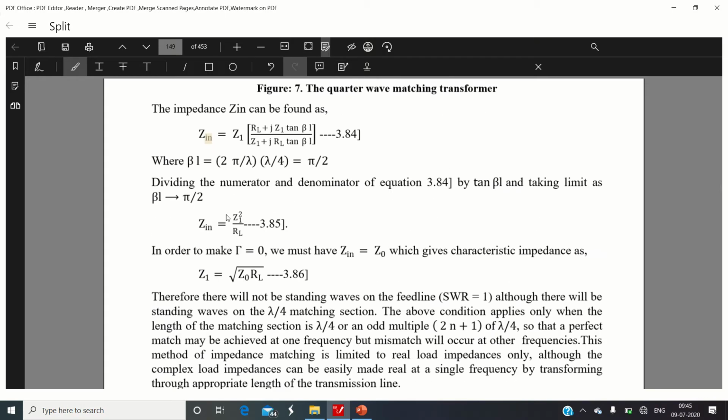So it is very easy. You can have your manual calculation over here. You divide the numerator and denominator only by tan βL, and you take the limit as tan βL is equal to π/2. In that particular case, the cot βL term will become infinity, and this equation of input impedance will simply reduce to this simple form, that is Zin is equal to Z1 squared divided by RL.